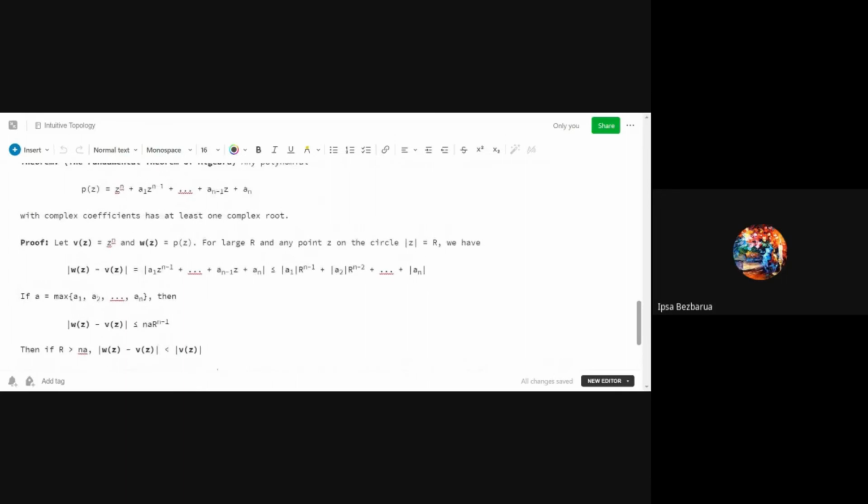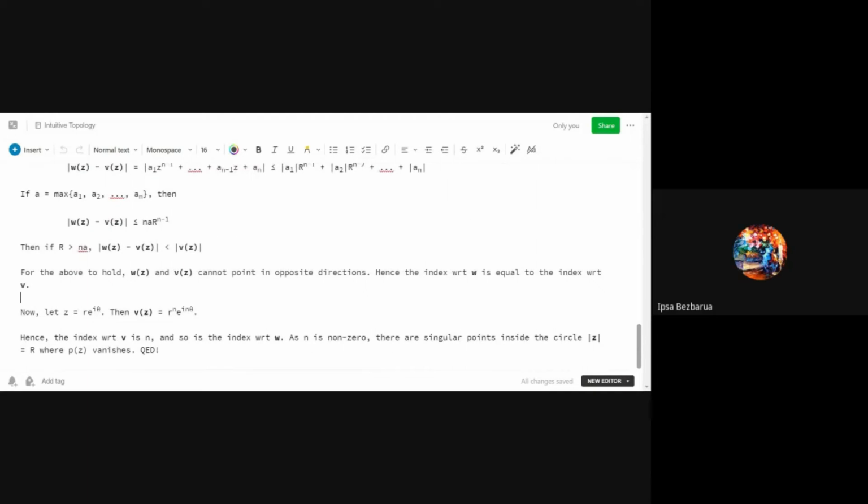Now, v of z is a very neat sort of vector field. The entire reason why I did all of this is because it's easier to find the index using v of z, the index of the circle using v of z.